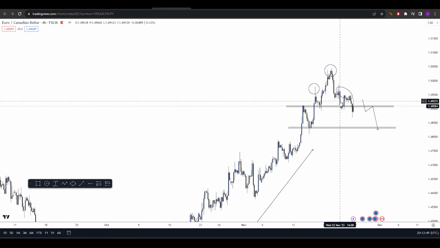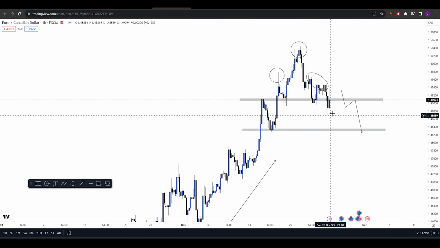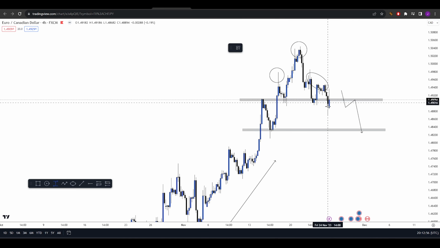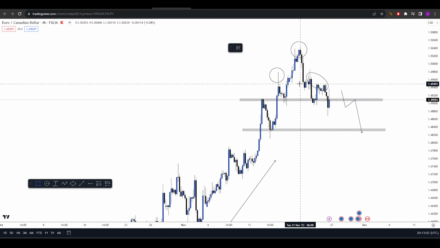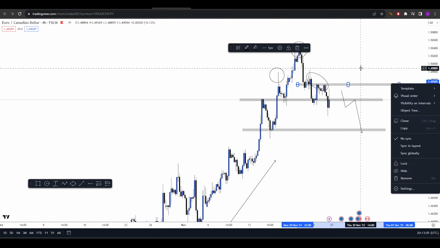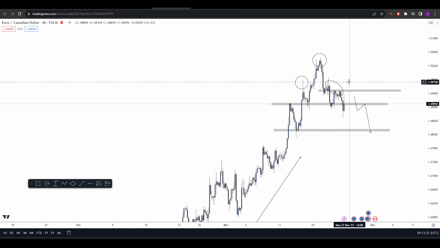So what could happen is, because I don't see this as a clear break of this level, I want to see clear breaks of levels before I look to short. So to me, this is not a clear break of this level. So what could happen if this level holds? If price breaks back above this level of resistance, we could see the bulls drive this pair back up into these highs, and then potentially continue making a higher high. So we will see a break, retest, and continuation higher. For me, that could happen, but that's not what I'm looking for to happen.